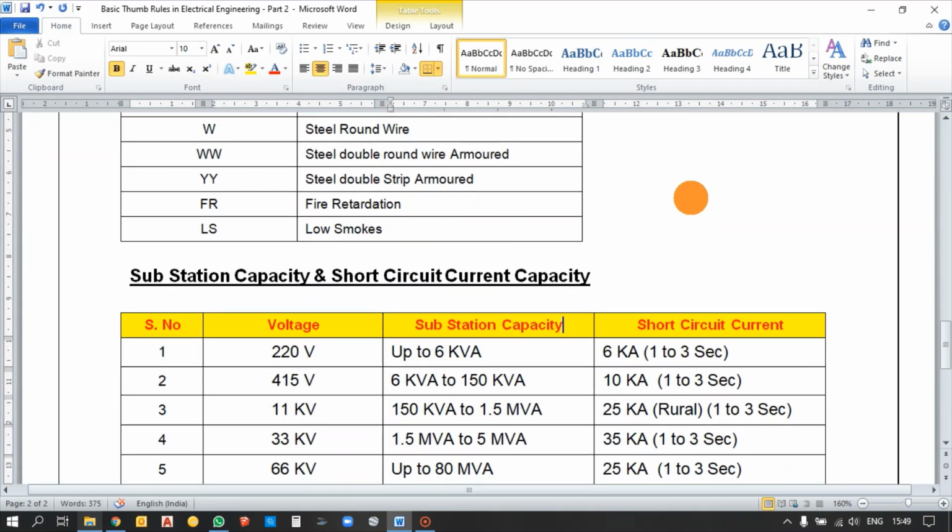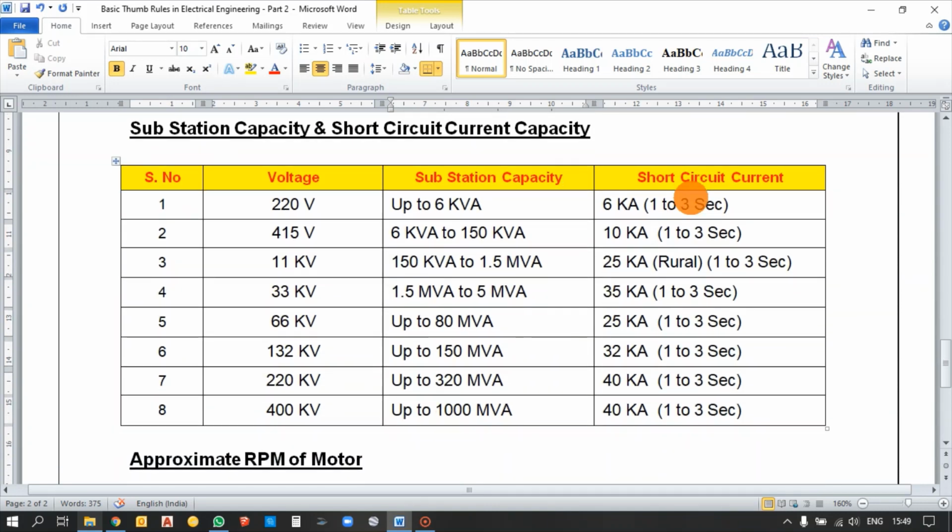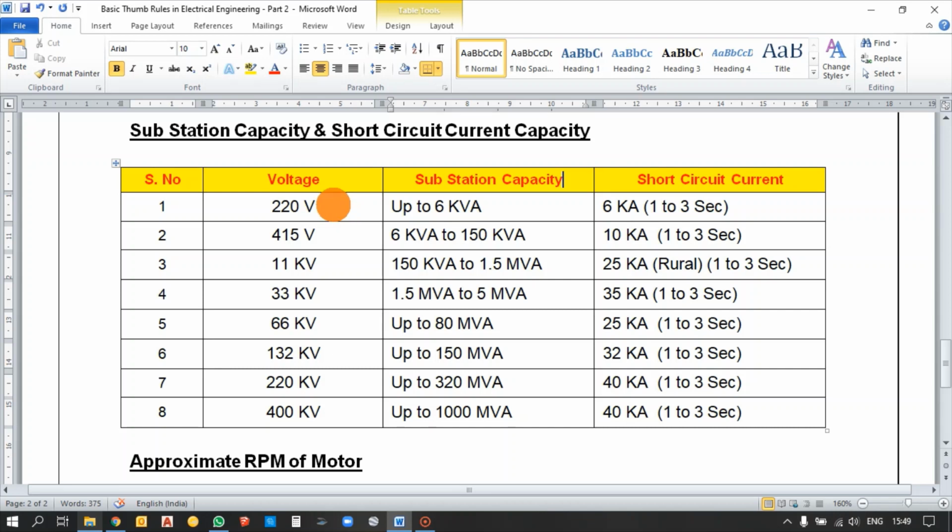And going with substation capacity and short circuit current capacity. Starting with the 220 volt single phase system, the total load or substation capacity will be up to 6 kVA. The maximum short circuit current is 6 kiloamps for 1 to 3 seconds. Going with the 415 volt 3 phase system, 6 kVA to 150 kVA is the maximum load you can use, and the maximum short circuit current is 10 kiloamps for 1 to 3 seconds.